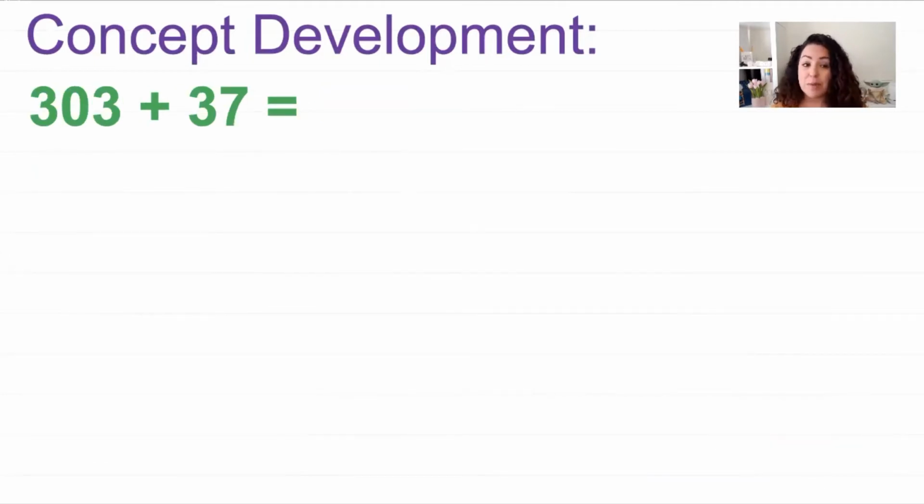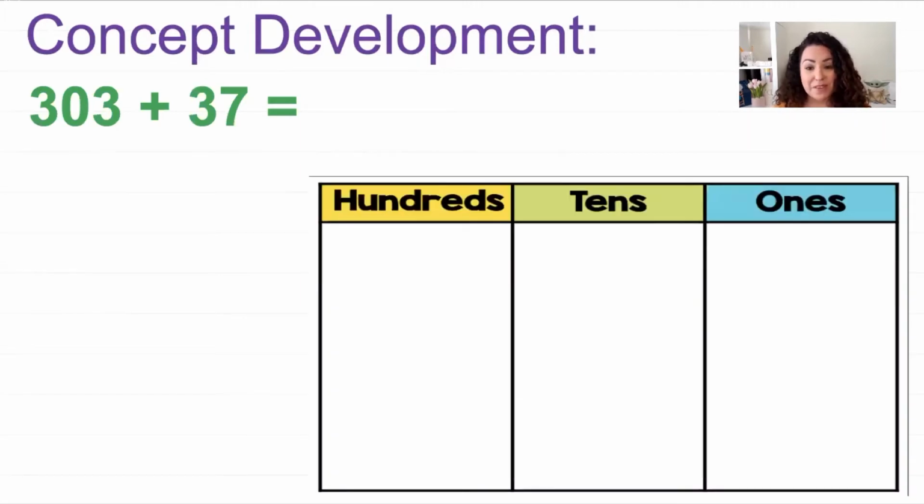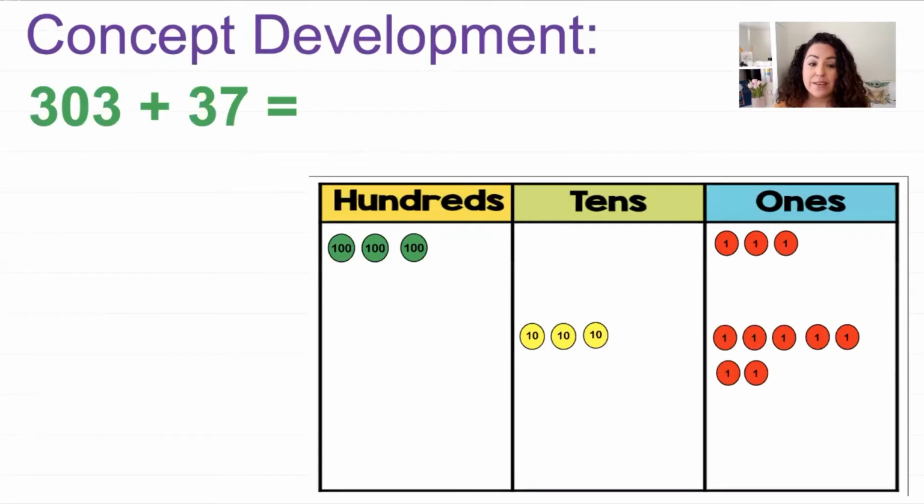Here's our first problem, 303 plus 37. Well, you can see I have my place value chart, and I have my first number. I have 3 hundreds, 0 tens, and 3 ones. Now, I'm going to go ahead and put the second number there. I have 3 tens and 7 ones. Now let's go ahead and look at our numbers there.